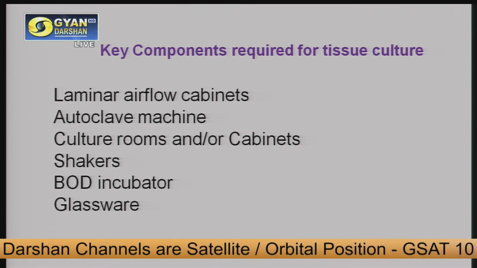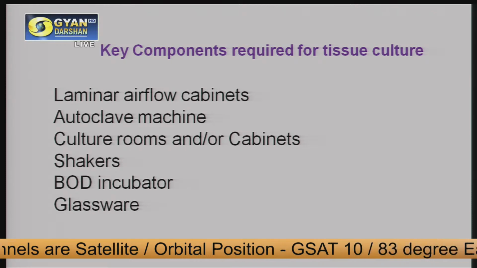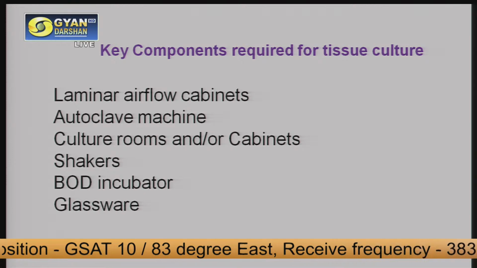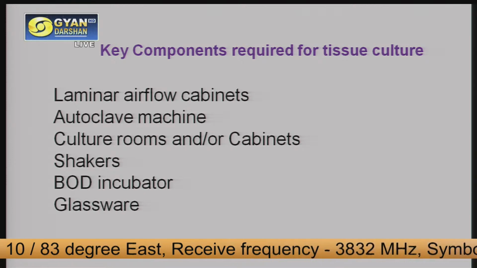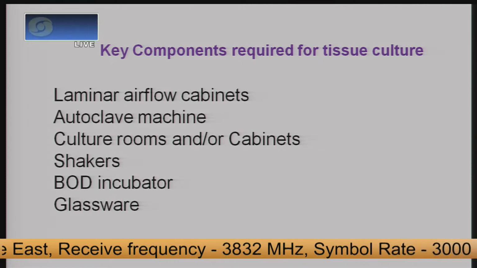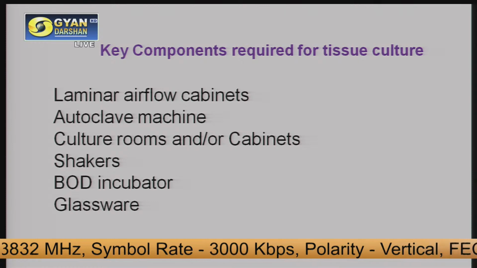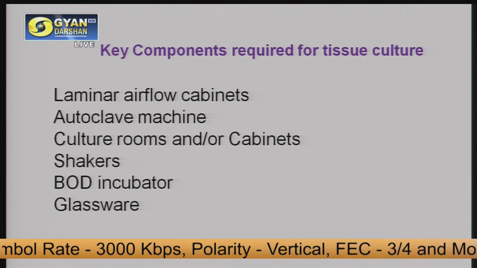Culture room and or cabinets, and the culture room should be supplied with ACs. Okay, you need to provide them with split ACs. Then shaker, that is especially used for suspension culture, generating cell suspension, BOD incubator, and the glasswares and also the plasticwares. So you need Petri plates, okay, the culture tubes. So all these are the basic requirements which you need to first purchase before you start up your tissue culture work or develop a tissue culture laboratory.